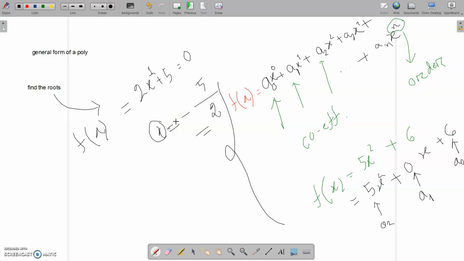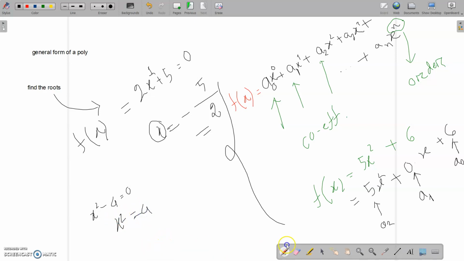What about a second order polynomial, a quadratic polynomial? Say for example, x square minus 4 is equal to 0. Then we know that x square is equal to 4. So we can calculate x is equal to plus and minus 2. So this polynomial has two roots. The previous polynomial had one root.